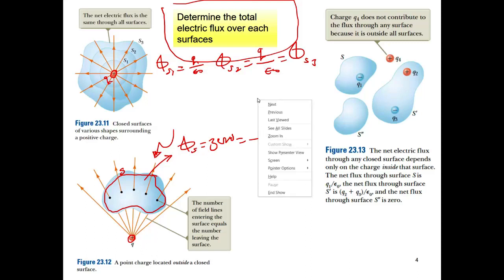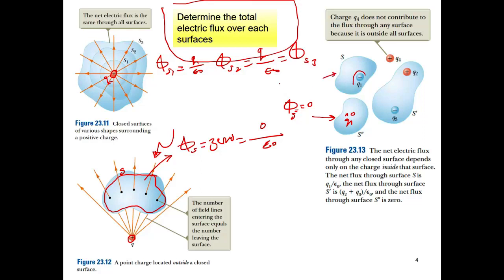Okay, let's talk about the other example. This surface has no charge inside it, so there is no electric field line going in or leaving. So the flux is simply equal to 0, because there is no Q here, so 0 divided by epsilon naught. What about here? Well, this is easy. Phi through this surface is equal to a charge, but our charge is negative, so we need to put a negative value, divided by epsilon naught.